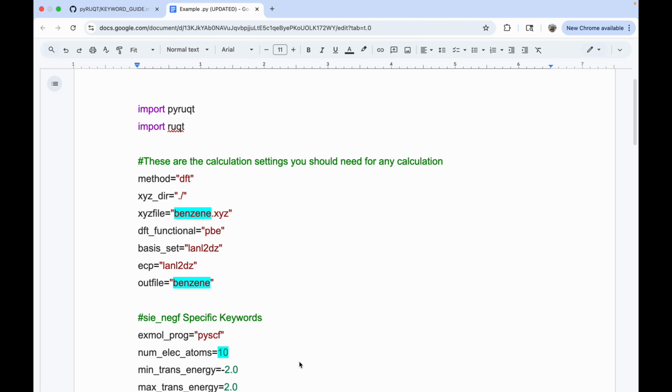Okay, so that's it for this video. I hope that this was helpful in explaining what all of these different keywords and variables mean in the PySCF calculator. In the next video, I'm going to go a little bit more in depth about the convergence issues and how to solve them, and also show you how to actually run one of these calculations and analyze the results.